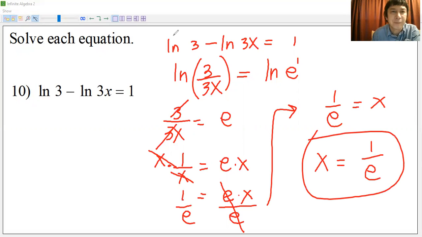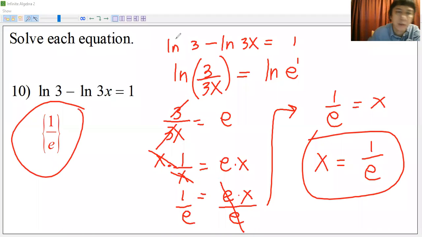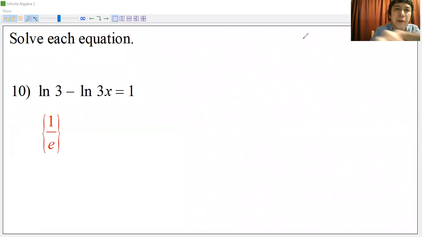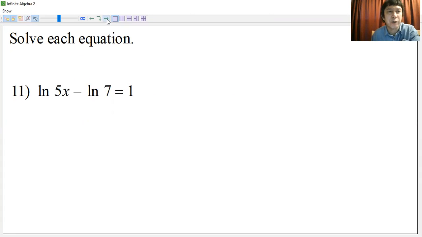There. And so what do we have? Yes, it's 1 over e. All right, so that goes to our number 10. Let's continue with number 11. Let me clear the screen. Let me remove the answer. Let's go to 11. All right, here's number 11.